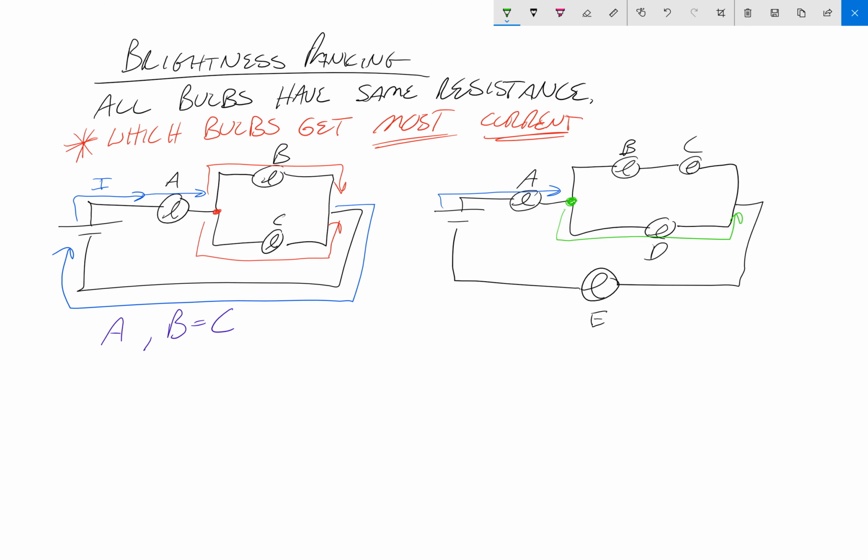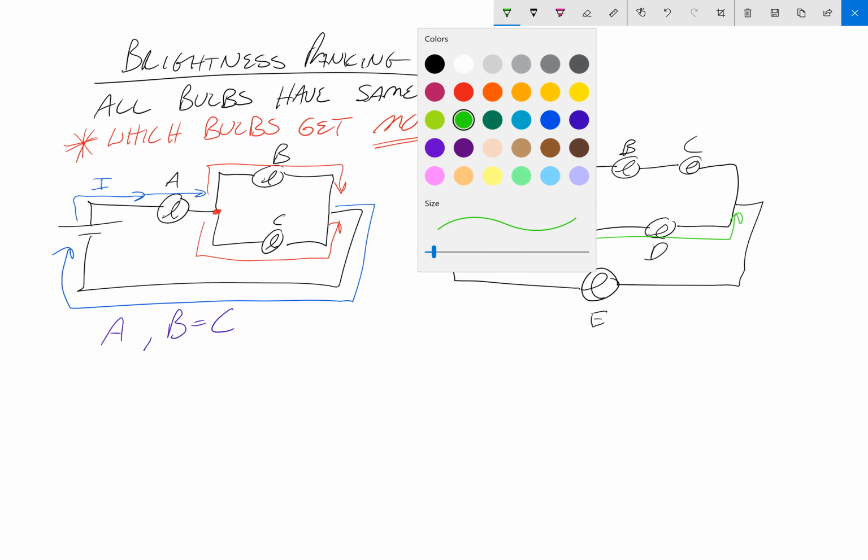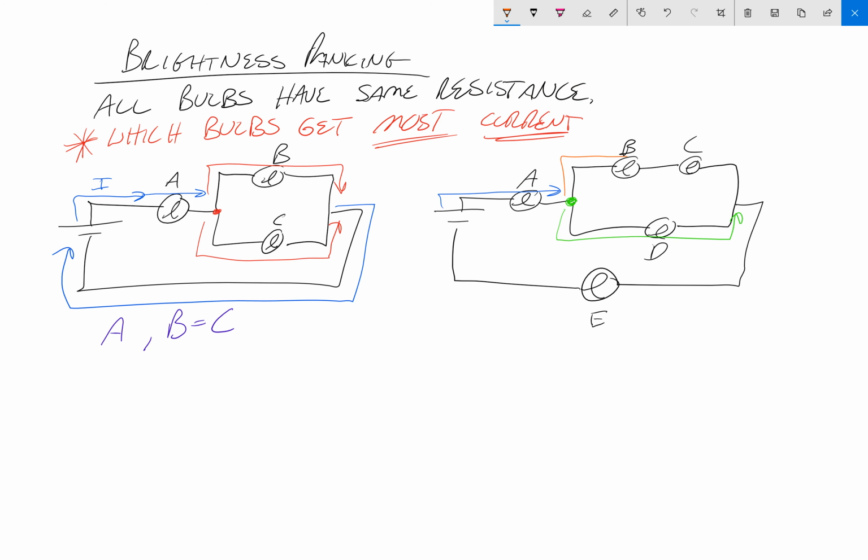The other way to think about this is doing some quick math. You should see this circuit and know that B and C are in series with each other. And if you call them 1 ohm resistors each, then this whole area here has a resistance of 2 ohms. D by itself only has a resistance of 1 ohm. So you should quickly be able to figure out that D would have twice as much current flowing through it as B and C.